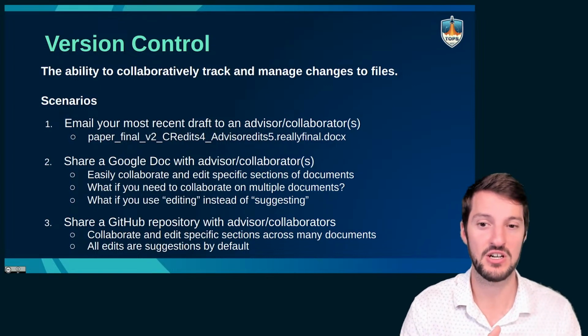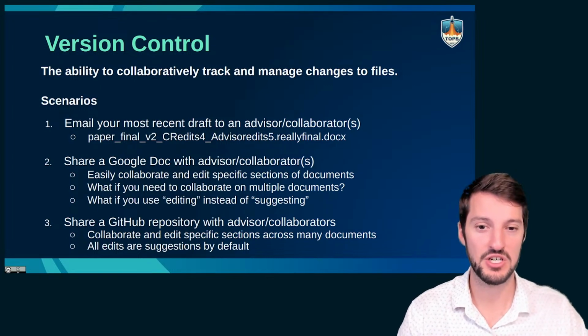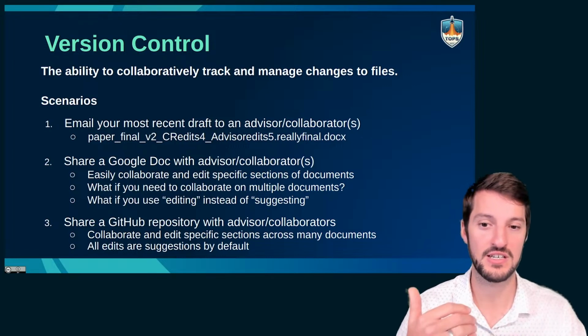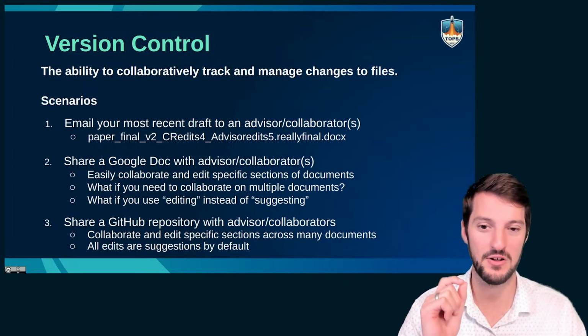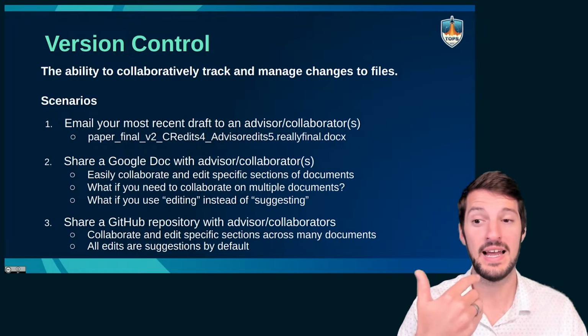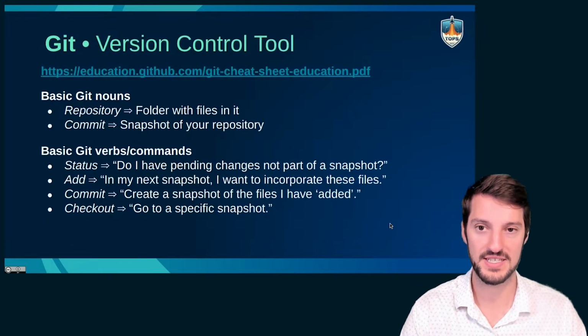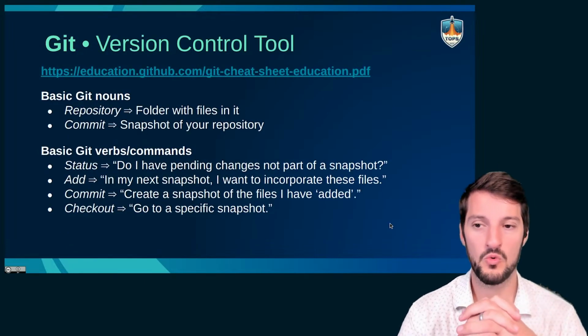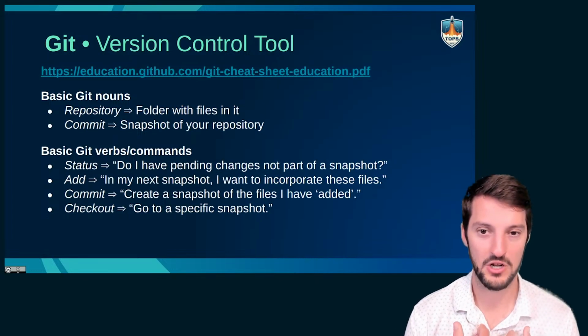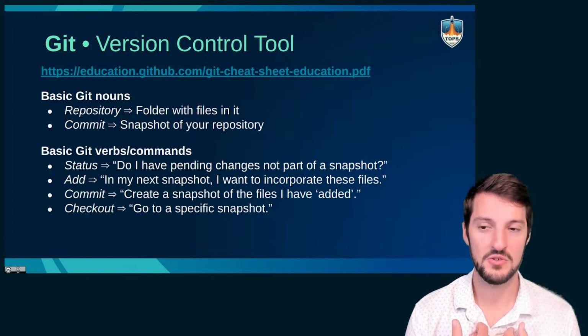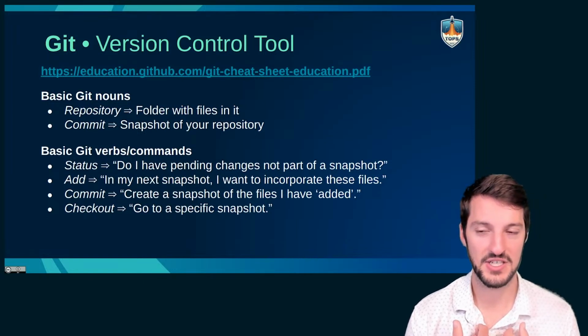So this is an idea we'll talk about a little bit more, but you can share a GitHub repository with your advisor and collaborators, and you can collaborate and edit specific sections across many documents. And what I like about GitHub is that all edits are suggestions by default as part of the pull request process. And so we use Git, or I personally use Git, and many of us who collaborate on code use Git. And you can think about Git in this fashion.